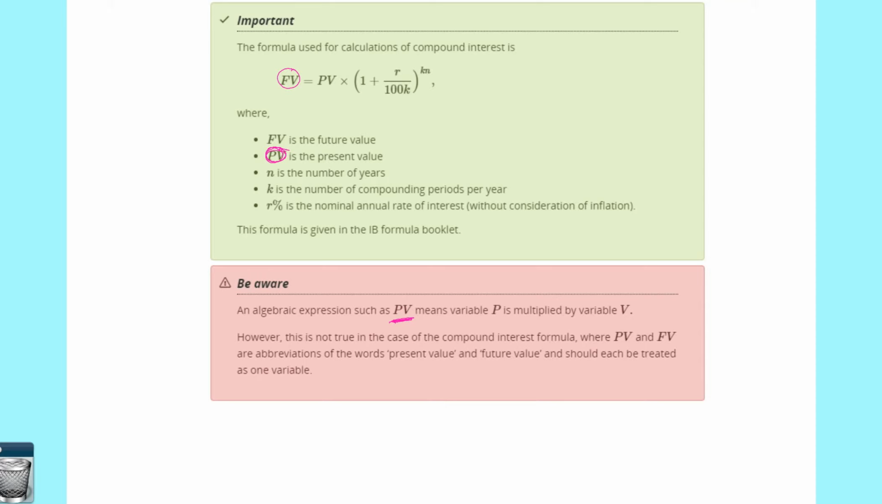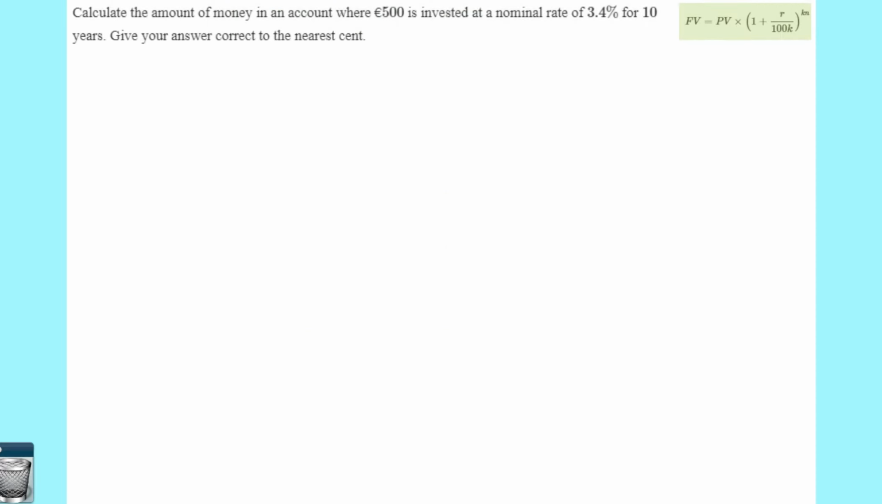Let me show you what that means. Here we're going to do our first problem. We want to calculate the amount of money in an account where 500 euro is invested at a nominal rate of 3.4% for 10 years. We want to know what happens at the end, so we're trying to find the future value. PV is the present value.